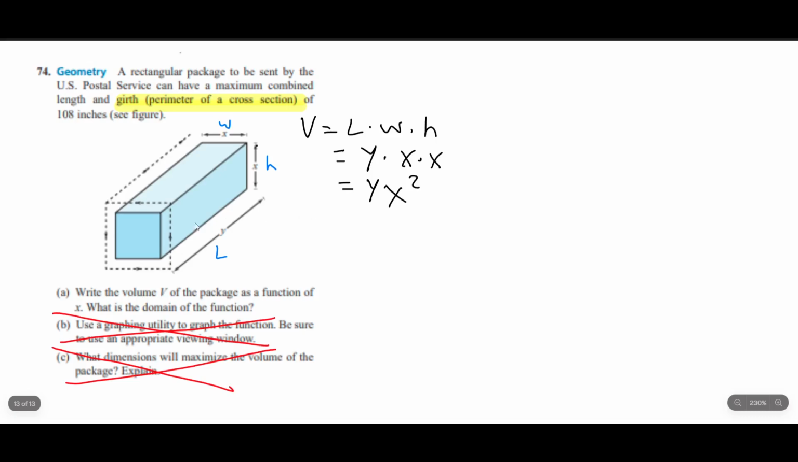So pay attention here, I said we're going to come back to it, so now we're coming back to it. Combined length and girth, perimeter of a cross section, of 108 inches. So length we denote as y. Very important: it's still saying combined length and girth, so we have to interpret what length is and what girth is. If I say h plus girth or w plus girth, that would not be the same as y plus girth. We have to know that y is our length. It's the longest side. Please remember that, because it doesn't say y is the length here, it just says length.